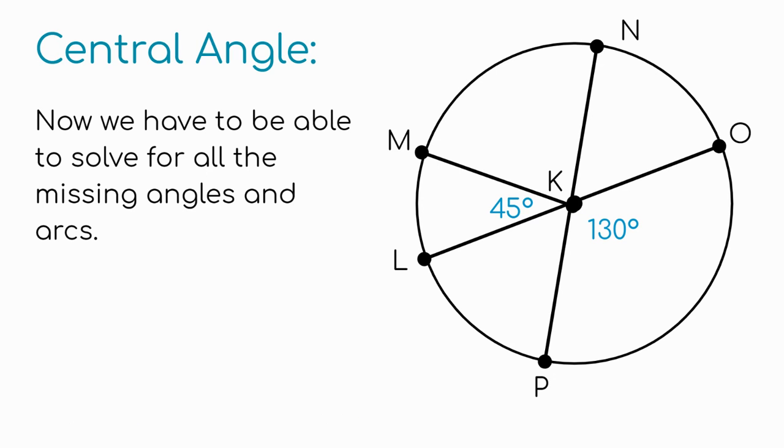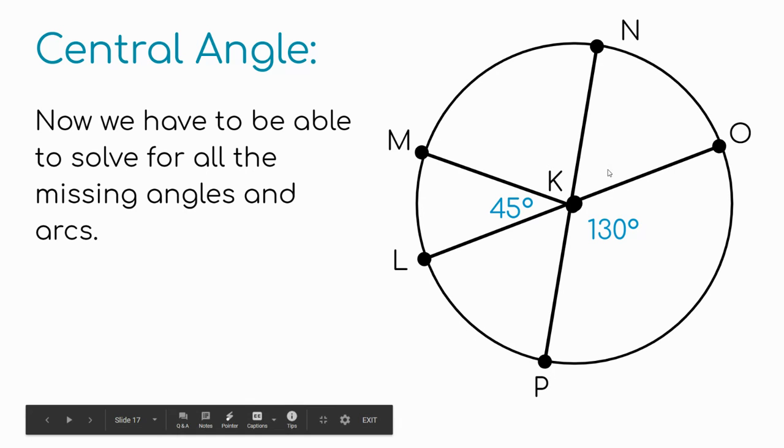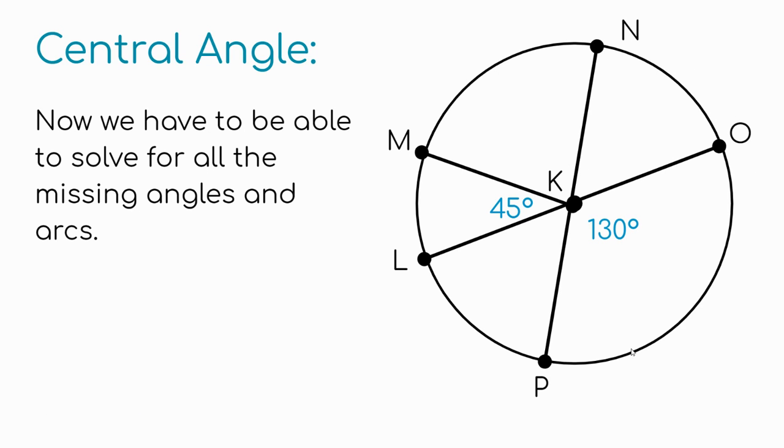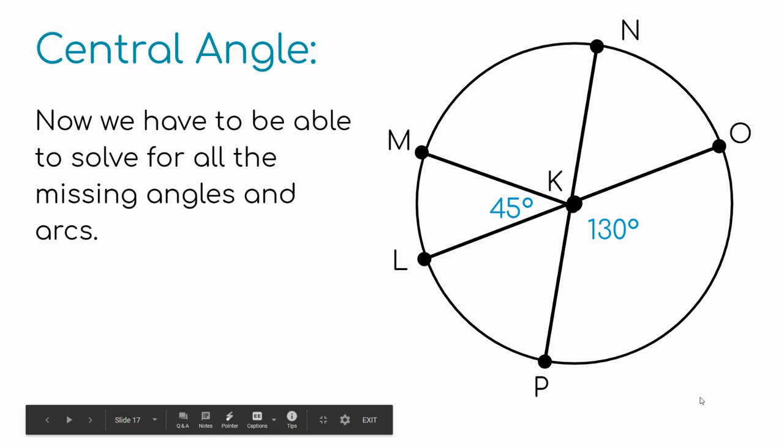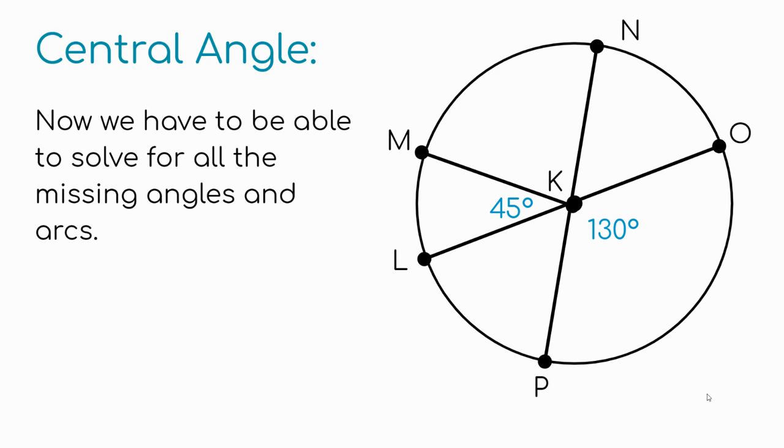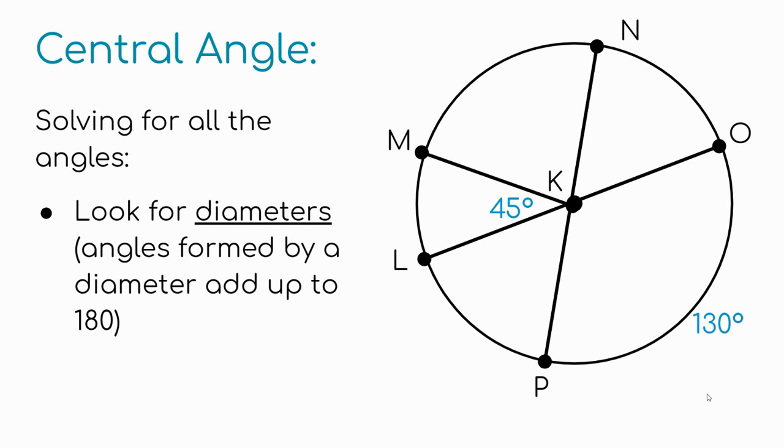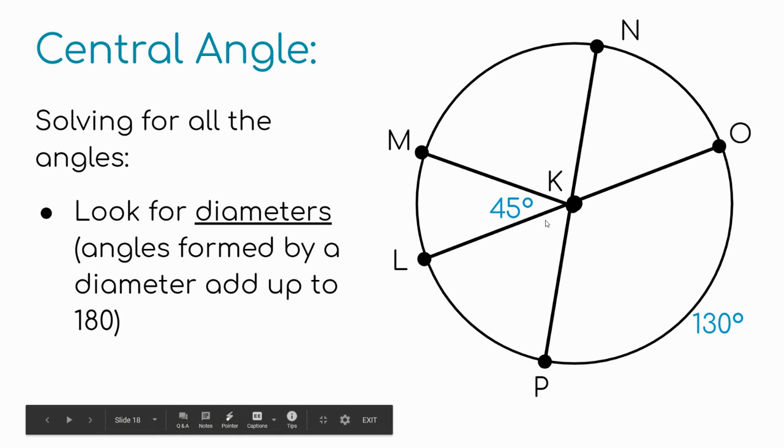We're going to get a little bit more in depth now. So you'll notice this circle has a bunch of different angles, a bunch of different arcs. We're going to have to be able to find a way to solve for all of them. So if I gave you these 2 angles, we can solve for all the missing angles, all of these missing arcs around the circle. So I'm going to give you a few tips. Tip number 1 is to look for diameters. So a diameter, remember, goes across the circle.